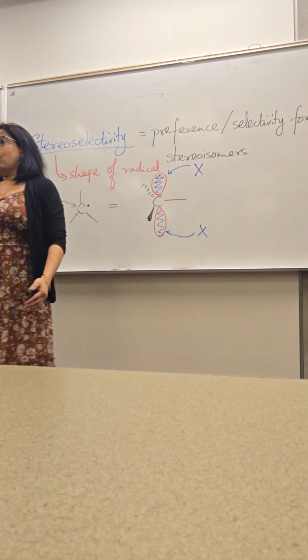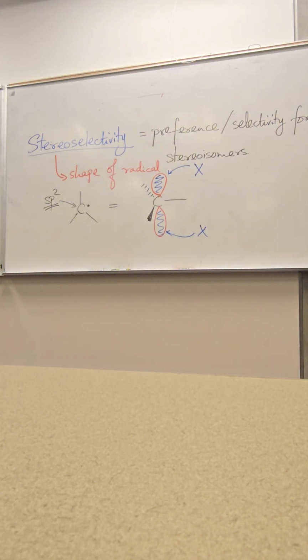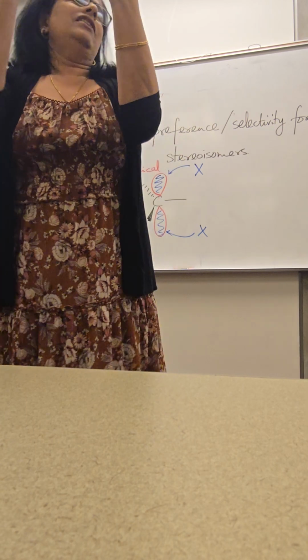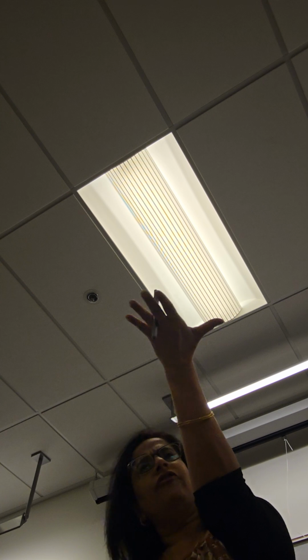No. I don't have the other model kit that I use for that, so I apologize. But imagine, and I know this is not trigonal, but imagine it's trigonal. Just pretend. Here are my hybrid orbitals, and here is my unhybridized p orbital, which is perpendicular to the hybrid. You get it, right? So is there any preference for the X to come from the top face or the bottom face?